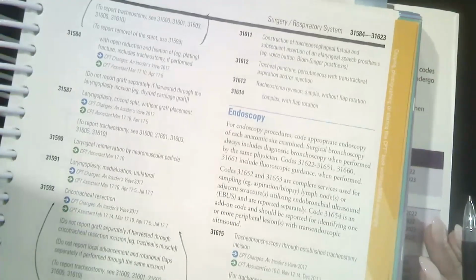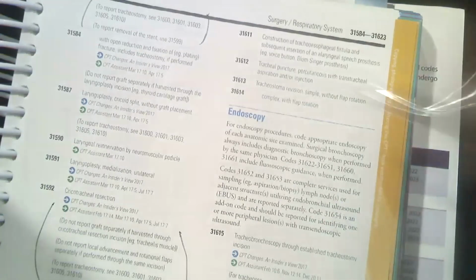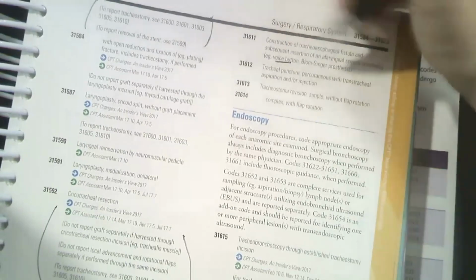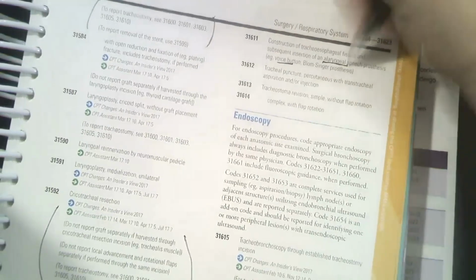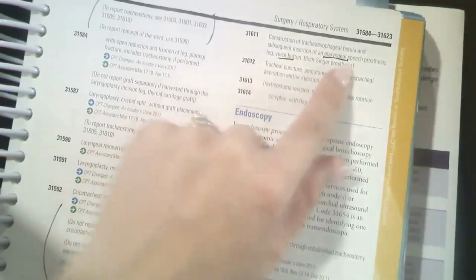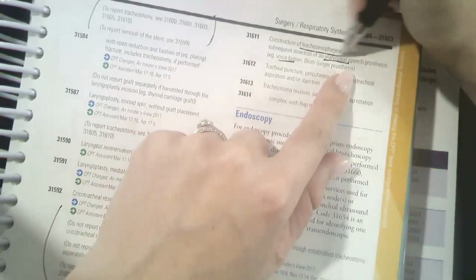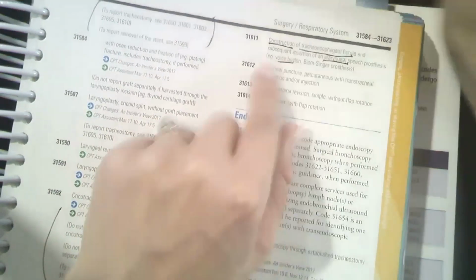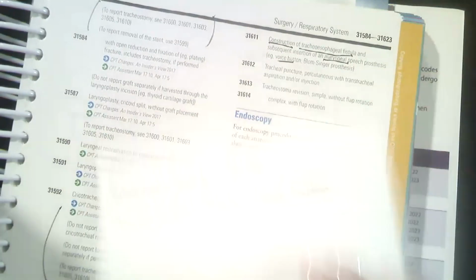It says construction of transesophageal fistula and subsequent insertion of a speech prosthetic, like a voice button. A laryngeal. I missed that word. All right. So we have our voice button and our transesophageal fistula creation. So we made this fistula, we inserted a voice button. That's actually everything we're looking for in this question, okay?